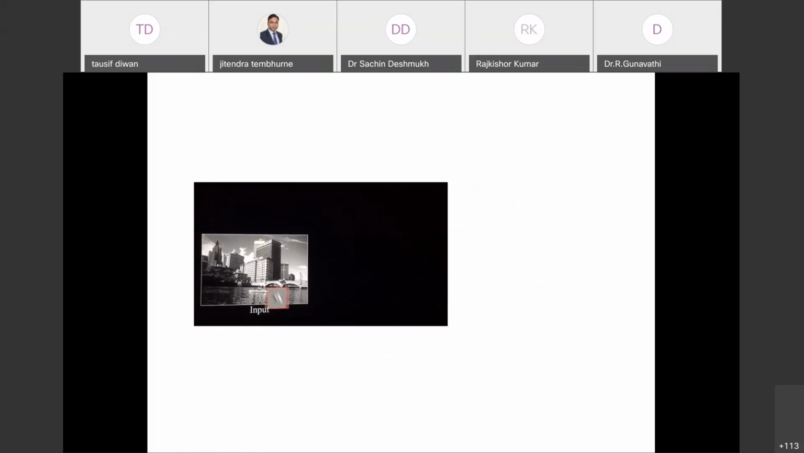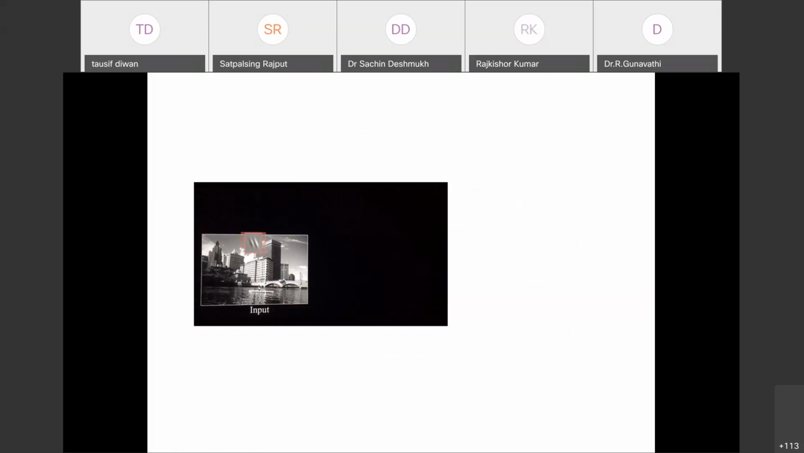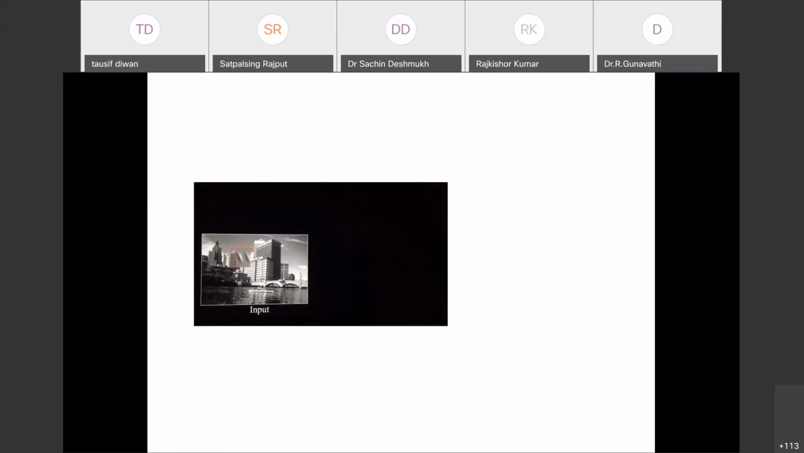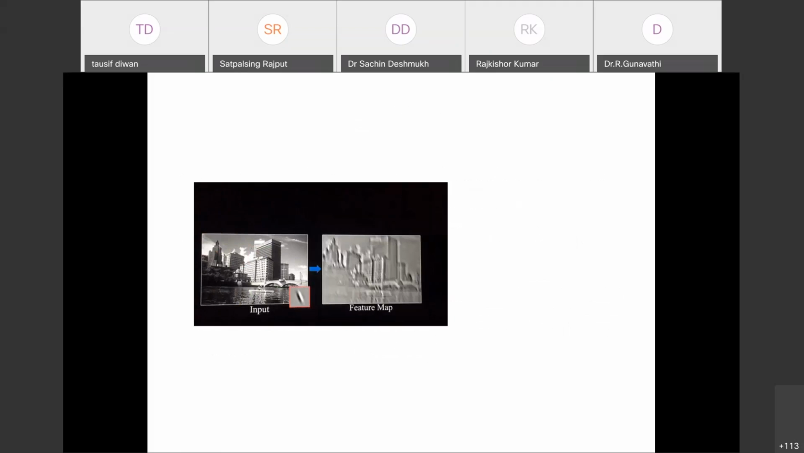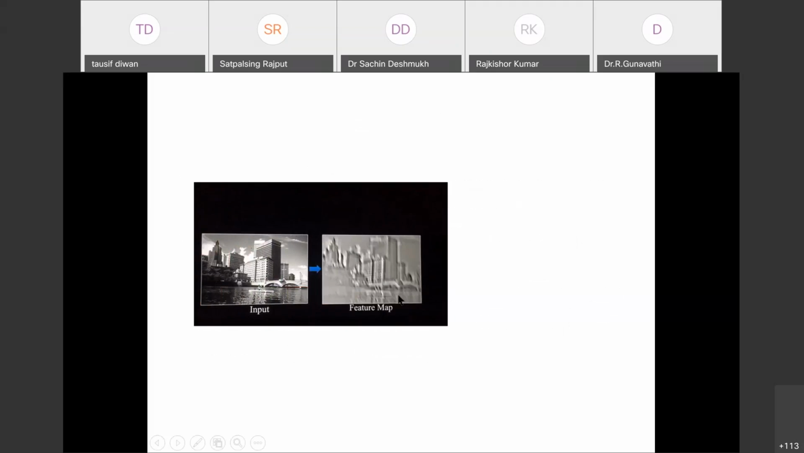Ultimately, see what is happening over here. One input image is there. How many filters are we applying in this animation? See, the first filter, that is this red filter, is applied and you are generating this feature map. Yes, 2 is the correct answer.